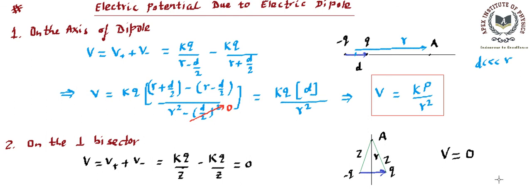So this is another result to be remembered, that the potential on the perpendicular bisector of this dipole is 0, and that means on the equatorial position it is 0, on axial position it is kp upon r square. Right, so using these two results, we can find out the electric potential at any point due to an electric dipole. So let's calculate that as well.